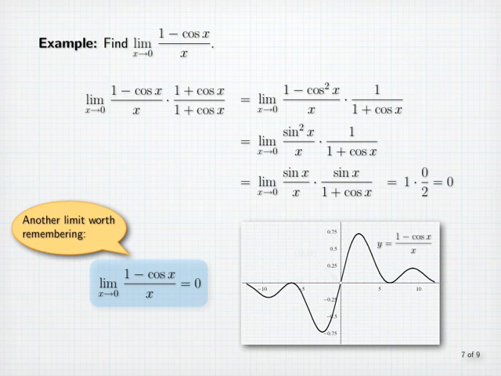This is the graph of (1 minus cosine x) over x. Clearly that function is undefined at 0. We've just found out that its limit is 0, and so its graph has a hole at the origin.